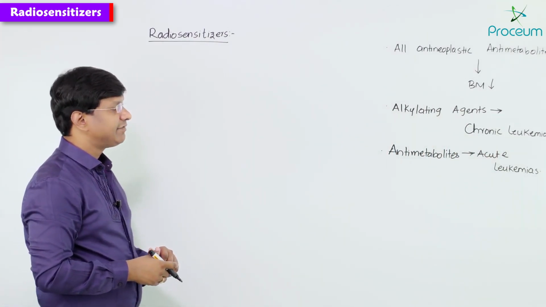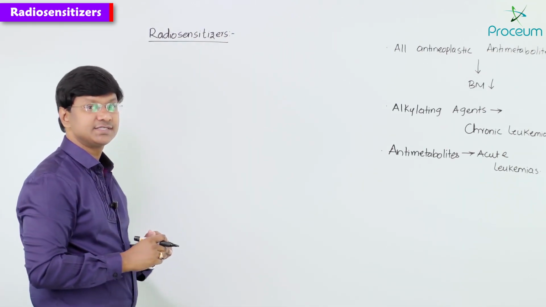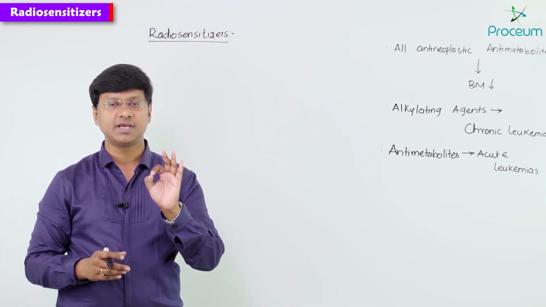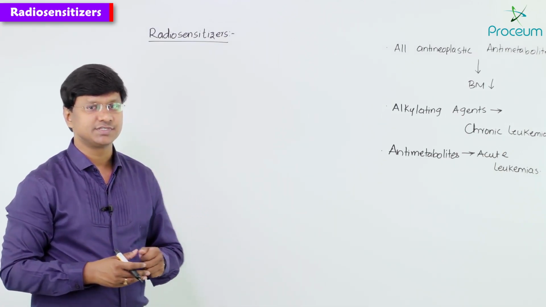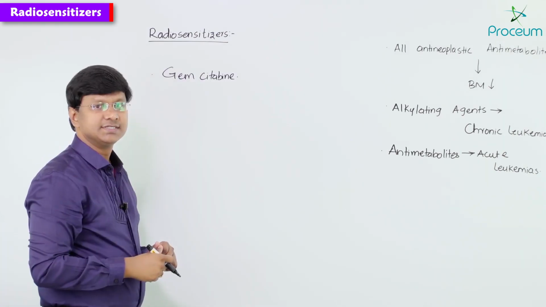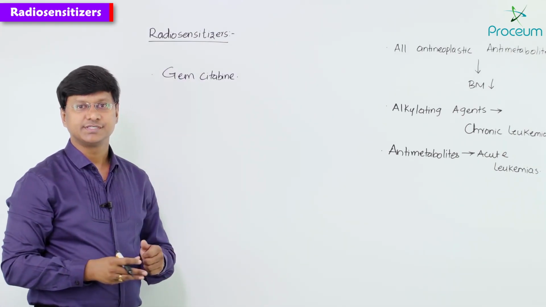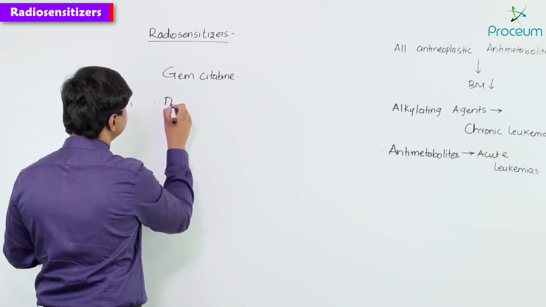Now after this, we have a group of drugs which are considered as the radiosensitizers. Remember, these drugs can be asked as a multiple choice question. Examples of radiosensitizers include gemcitabine, which is one of the radiosensitizers. Next to gemcitabine, we have dactinomycin.